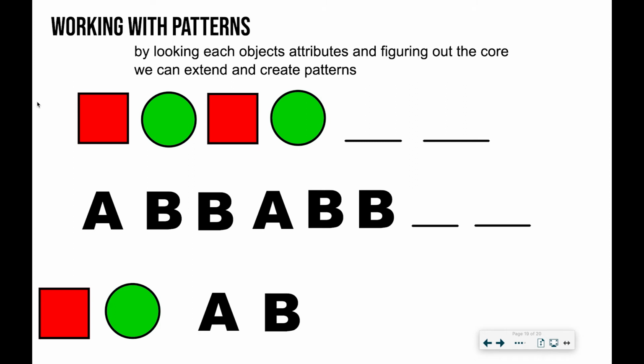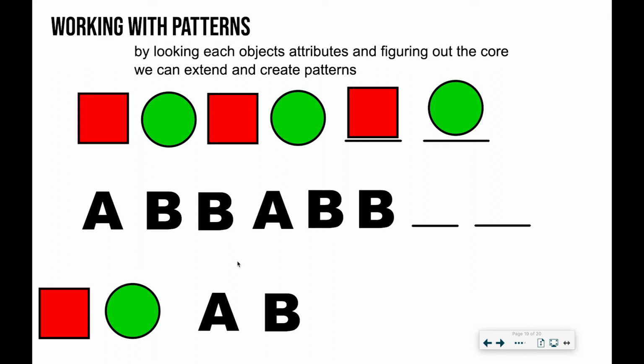In the first example with the shapes, we are being asked to find the next two attributes. We need to first identify the pattern core, which in this case is square, circle. We're now being asked to find the next two attributes in this pattern. Since the last attribute is the circle, we know that the next attribute, the missing one, will be the red square. So we can drag our red square and put it right here. Following the pattern core of square, circle, square, circle, square, that means the next one will be our circle.